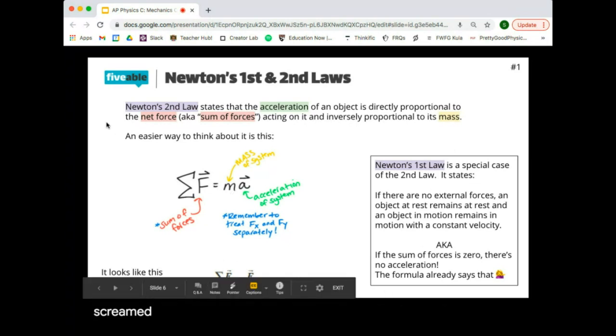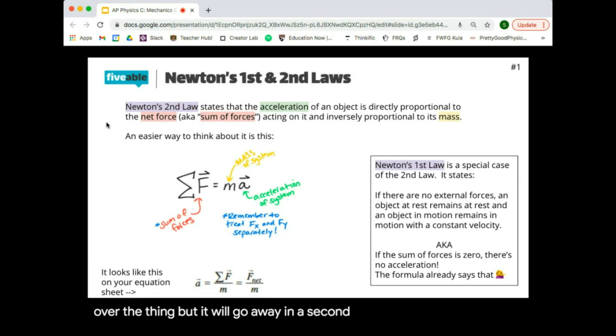At the bottom here, you can see what it looks like. There it is, what it looks like on your equation sheet. It's written as an acceleration equals expression. Those are all the same thing, just written in different ways. So it looks really simple, but we're going to talk about this law for pretty much the whole time. So there's a lot to do with it.